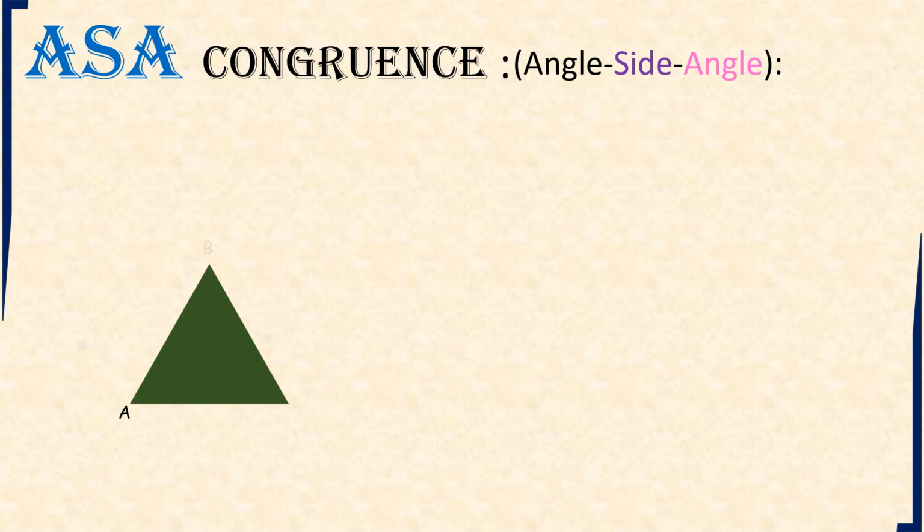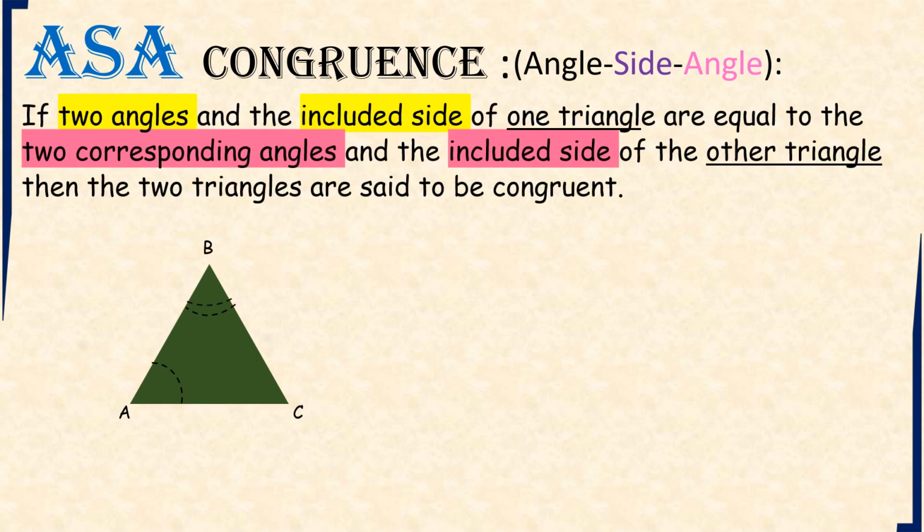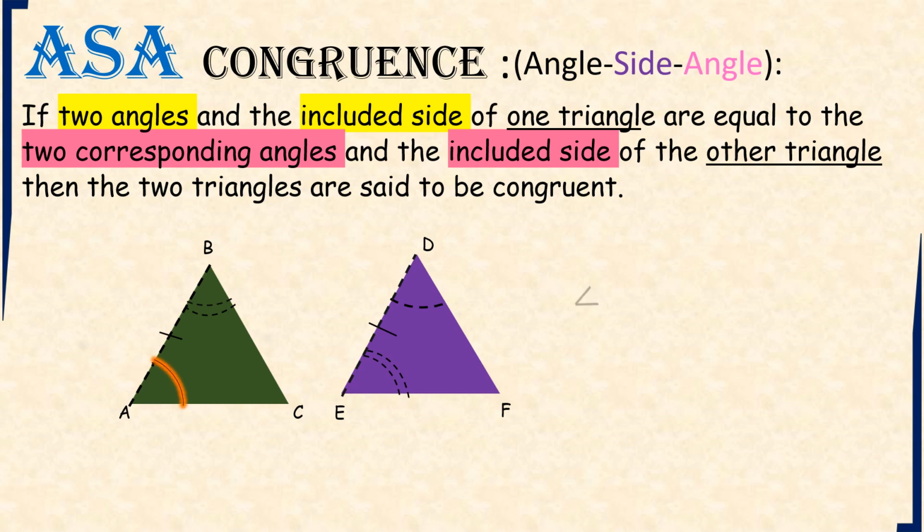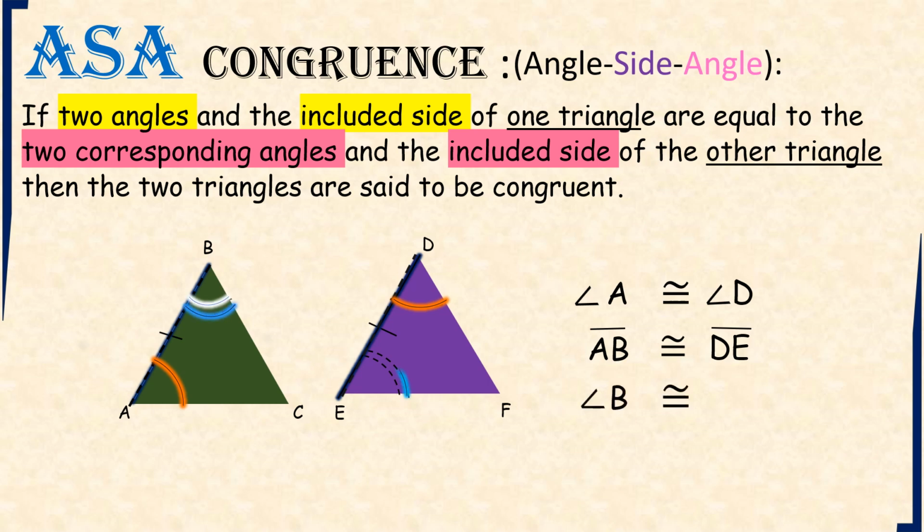Angle-side angle congruence. If two angles and the included side of one triangle are equal to the two corresponding angles and the included side of the other triangle, then the two triangles are said to be congruent. Here, angle A is congruent to angle D, side AB is congruent to side DE, and angle B is congruent to angle E. Then we can consider triangle ABC is congruent to triangle DEF.